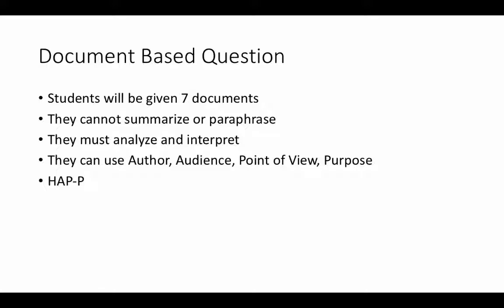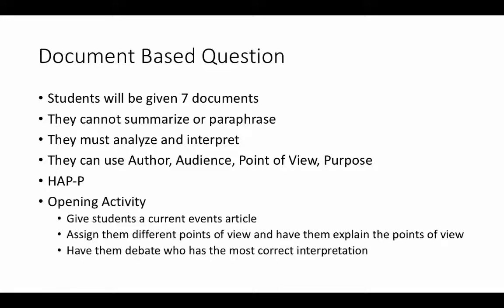Now, just a quick warning, the kids are going to ask, where's the Y? And you always have to tell them it is pronounced happy, but it's not spelled happy. It's just a good way for them to be able to remember it. It's HAP-P, H for historical context, A, audience, P, point of view, and then last up, purpose.